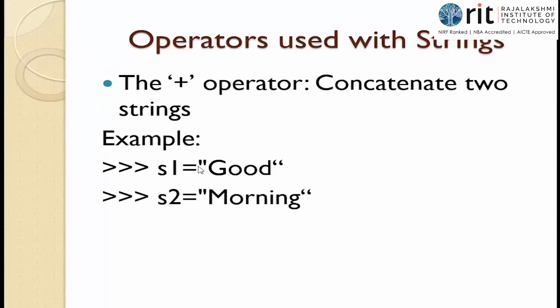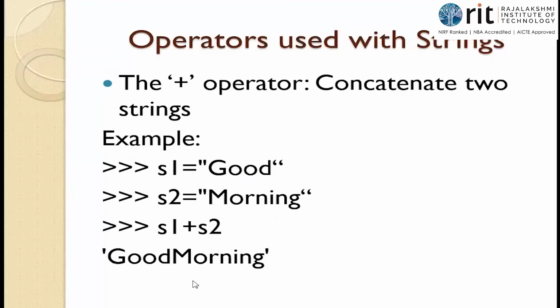So என்ன பண்ண போறேன்? s1 is equal to good, s2 is equal to morning. I can concatenate. Concatenate na plus operator, isn't it? Plus is for joining. So என்ன ஆகும்னா s1 plus s2 ன்னு கொடுக்கும்போது I'll get good morning. நீங்க you might be wondering இப்போ எப்படி ஜாயின் பண்றீங்கன்னு கேக்குறீங்க. ஜாயின் பண்றோமா? எதல ஸ்டோர் பண்றோமா?